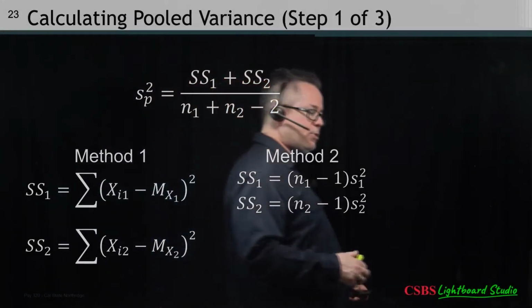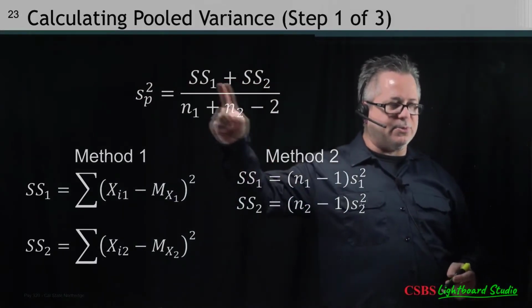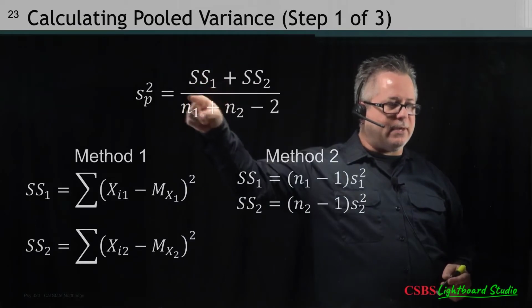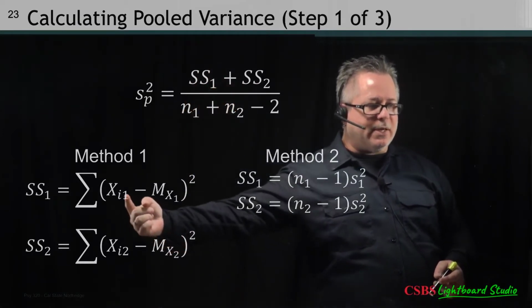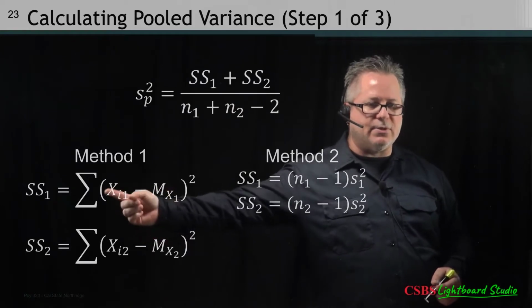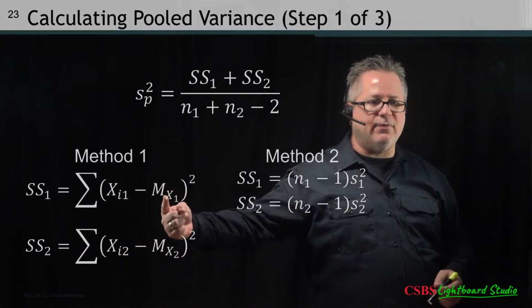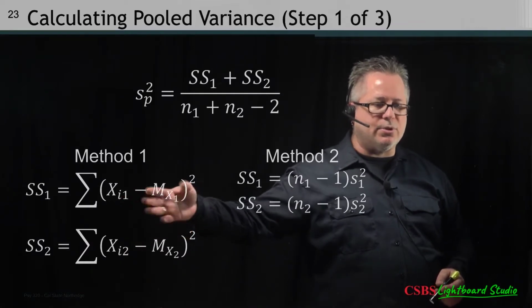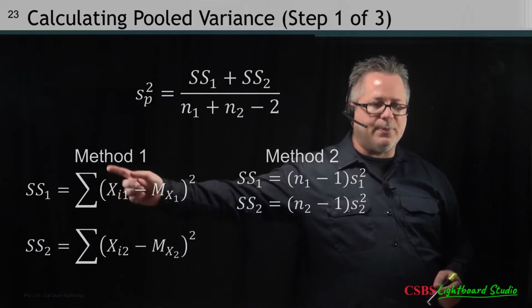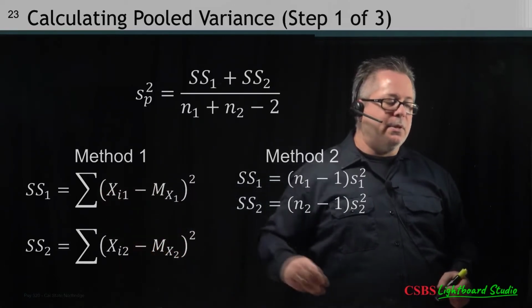So we can get the sum of squares in a couple different ways. If I want to add the 2 sums of squares together, I have to calculate them. I can do that by going through the process of subtracting everything: each score in x1 minus the mean of x1, do that for all the scores, squaring them as I go, add them all up, and get the sum of squares for 1. Do the same thing for sample 2.